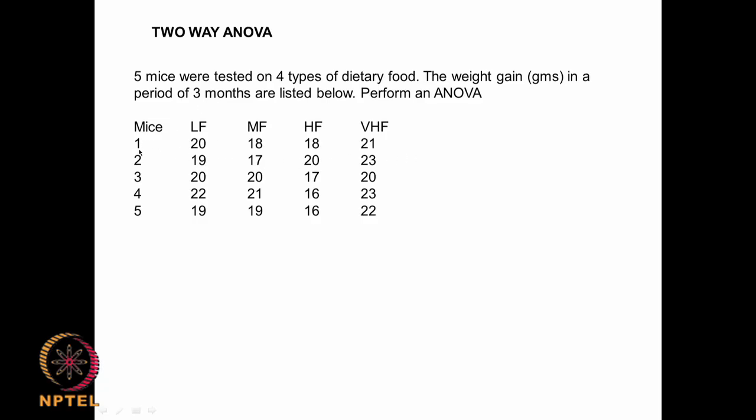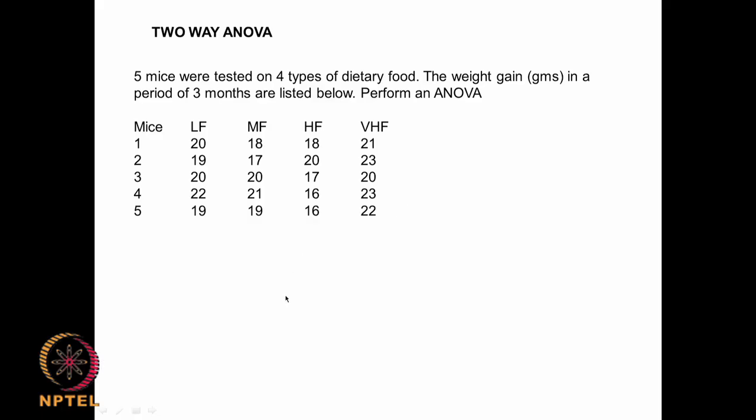So, we have 5 mice. They were tested on 4 different types of dietary food, and then after 3 months their weight gain was measured. So, mouse 1, when given LF, gained a weight of 20, when it was given low fiber, medium fiber, high fiber, very high fiber. Each mouse from a litter was tested, and then the weight gain was measured. So, these are the experimental results we have.